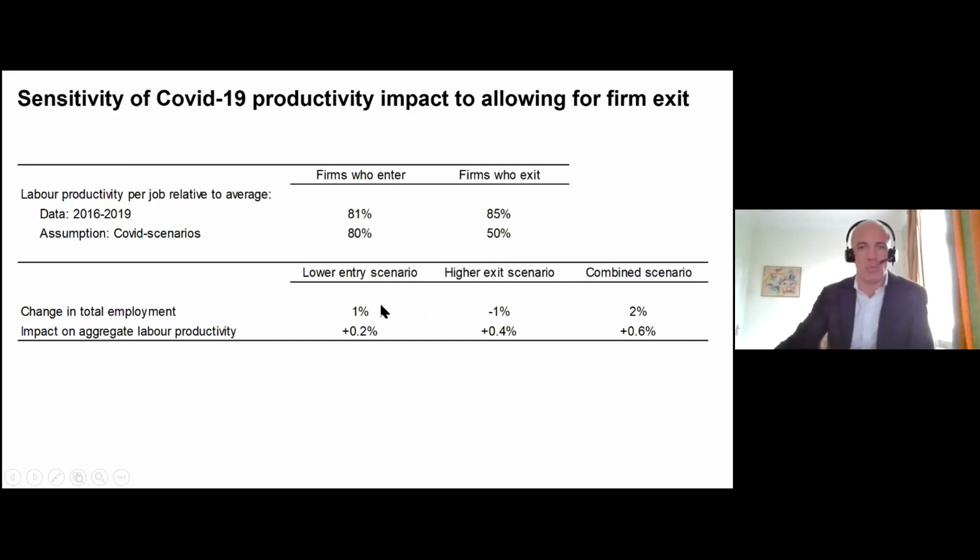So we think that there's going to be maybe an extra 1% on employment. Let's say about 1% of employment will be affected by lower entry, and that will boost aggregate labour productivity by about 0.2%. About 1% will be taken off. There'll be about 1% extra of employment exiting the population as a result of higher firm exits, and that will boost labour productivity by about 0.4%. And combining these two things together, we get maybe a plus 0.6% effect on aggregate labour productivity.